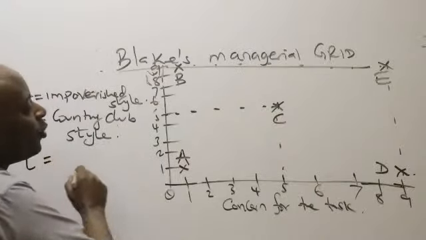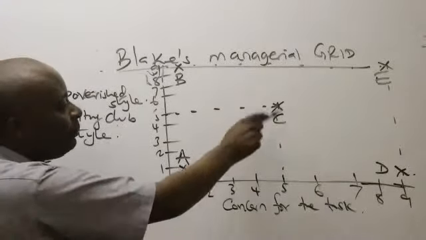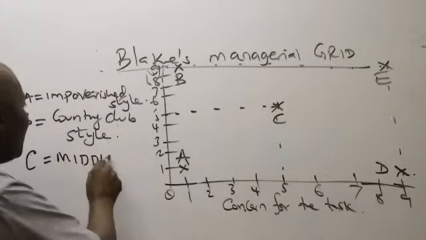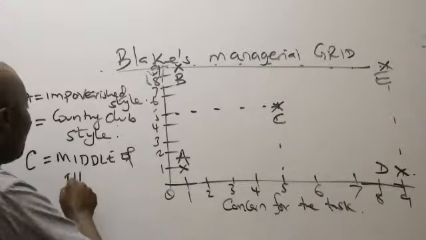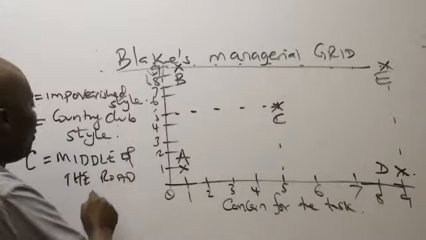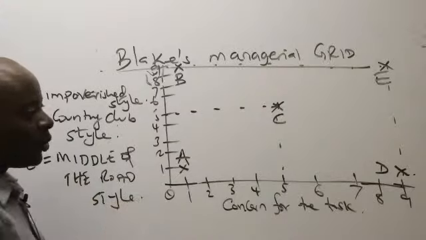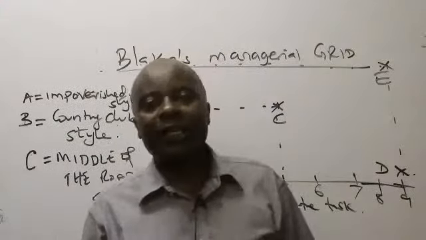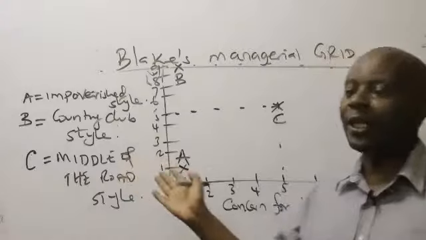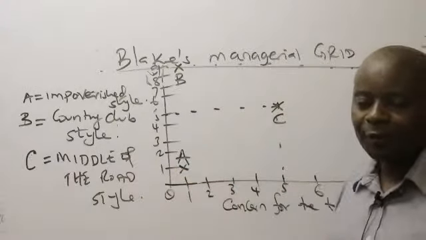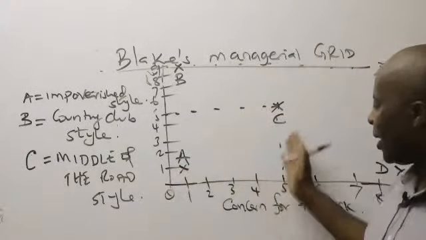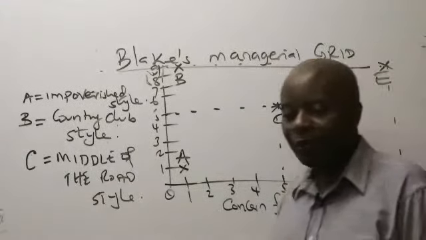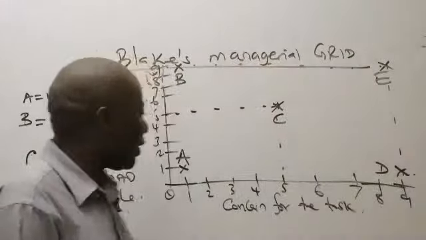C, of course, if you guys remember, these are the middle of the road style managers. Their concern for tasks is 50%. Their concern in this case here for people is what here? 50%. Half. That's what you write. You can see here the concern for task is 50%. Concern for people is what here? Is 50%. And then you've got D.